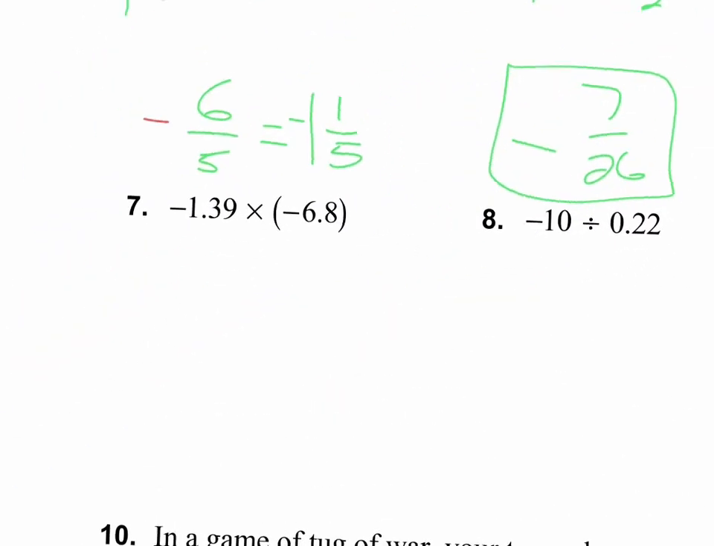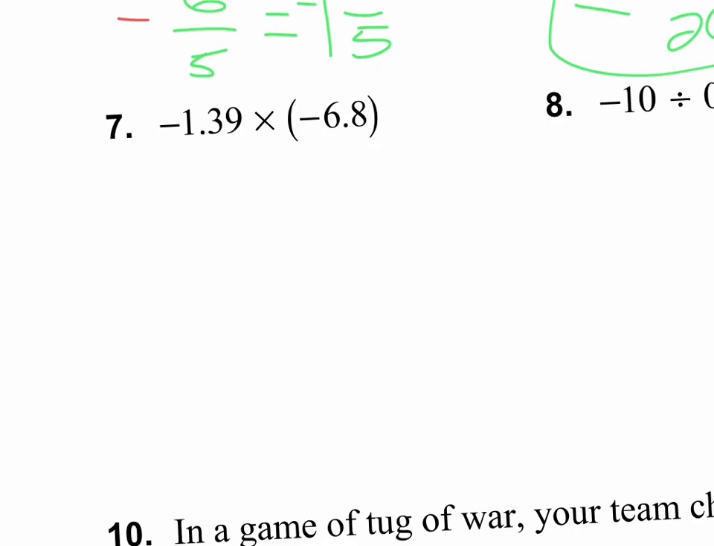Now we're multiplying, but we're multiplying decimals, so they're going to take a little longer. But negative times a negative is a positive, and then we're multiplying, so 1.39 times 6.8, right? Okay, so just like normal, you don't really have to worry about the decimals yet. So let's just go ahead and multiply. 8 times 9 is 72, carry the 7. 8 times 3 is 24. 24 plus 7 is 31, carry the 3. 8 times 1 is 8. 8 plus 3 is 11.